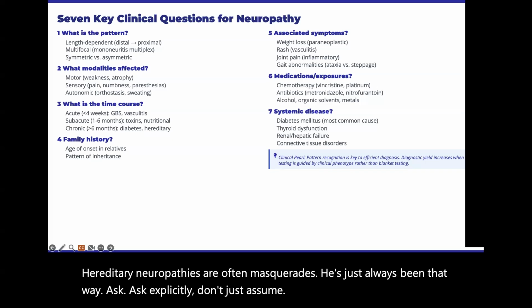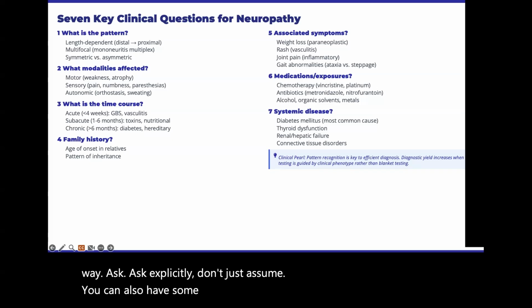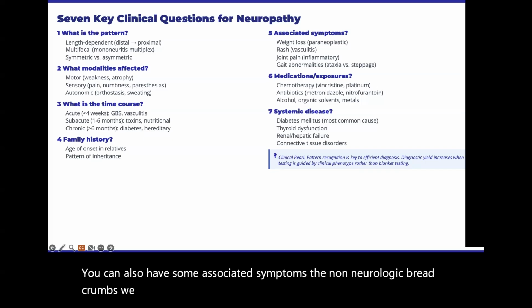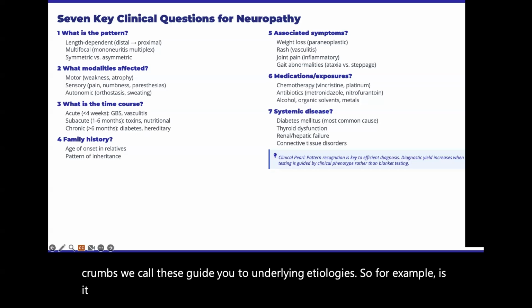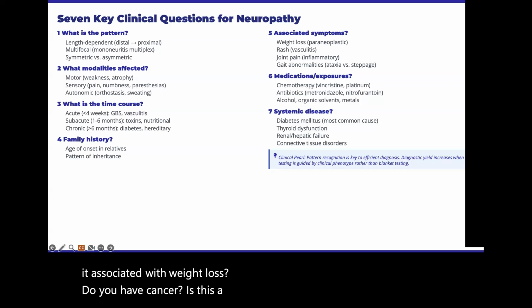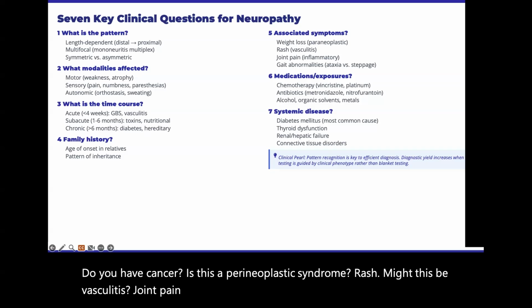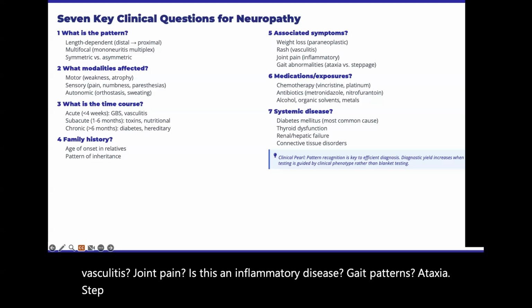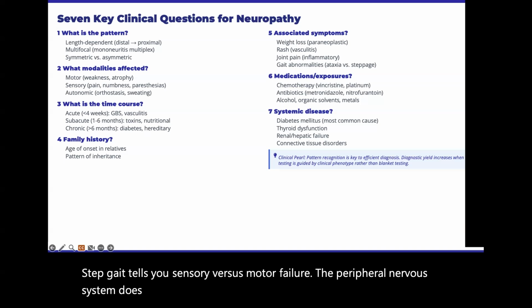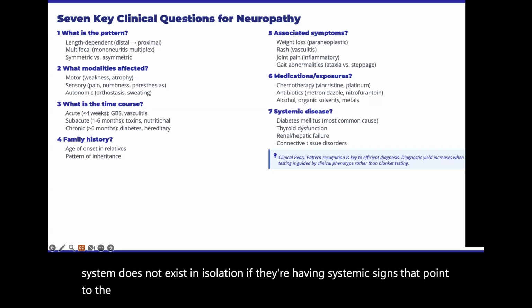You can also have some associated symptoms, the non-neurologic breadcrumbs, we call these. These guide you to underlying etiologies. So, for example, is it associated with weight loss? Oh, do you have cancer? Is this a paraneoplastic syndrome? Rash. Might this be vasculitis? Joint pain. Is this an inflammatory disease? Gait patterns, ataxia, steppage gait tells you sensory versus motor failure. The peripheral nervous system does not exist in isolation. If they're having systemic signs that point to the root cause, pay attention.